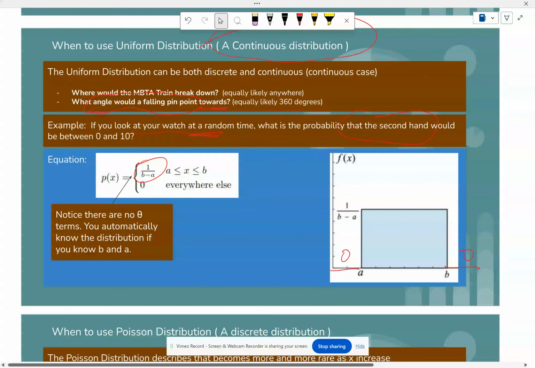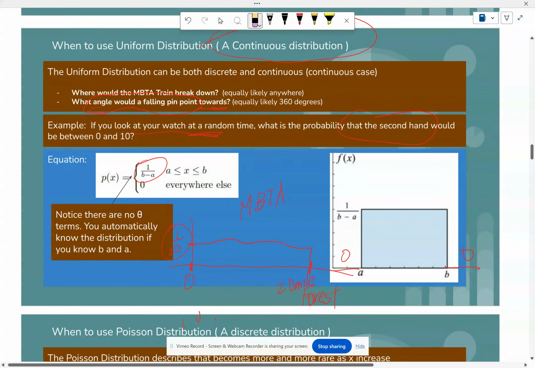So let's say you have the MBTA train. It can break down anywhere from distance 0, the starting point at Oak Grove, all the way to the end at Forest Hill. And this whole distance is, I don't know, maybe 20 miles. Then the distribution here would be 1 over 20 miles. So p of x will be 1 over 20 in this case.